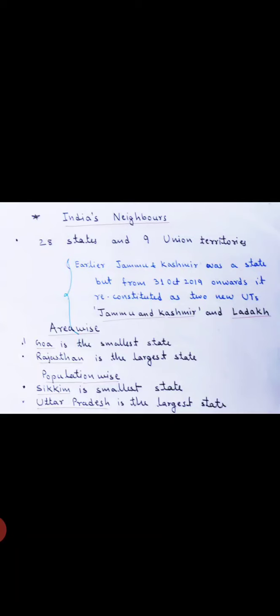Area wise, Goa is the smallest state and Rajasthan is the largest state, and population wise, Sikkim is the smallest state and Uttar Pradesh is the largest state.